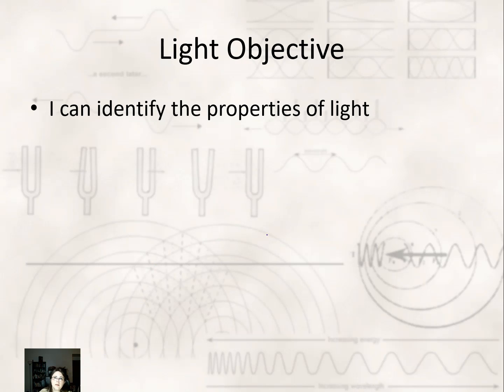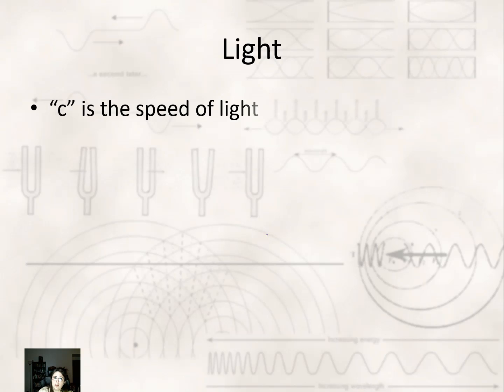Hello everyone. Today we are here to discuss light, and our objective for today is to be able to identify the properties of light. So first of all, c, lowercase c, is the speed of light. It is 3 times 10 to the 8th meters per second. It is on the reference table.